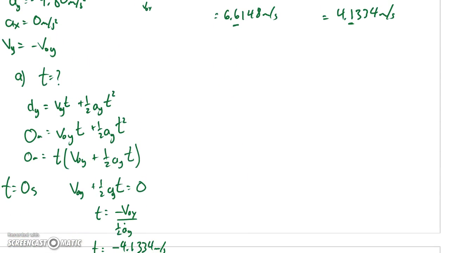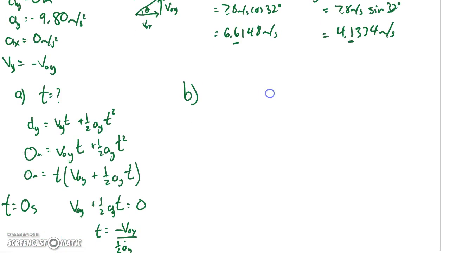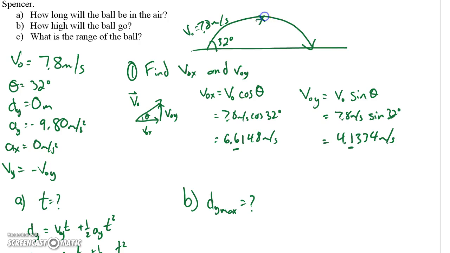There's other equations you could have used to come up with time. So if you thought of a different way right off the bat, try that and see if it would get you the same answer. So now let's look for B. B is asking us for how high did the ball go, so we're looking for dy max. Now we have the full dy, but now we want to know how high it was at this point up here.